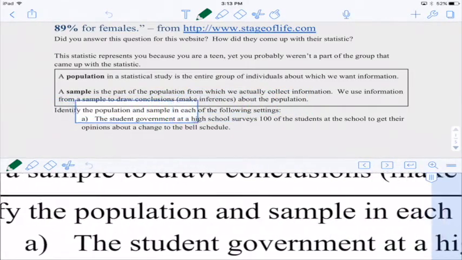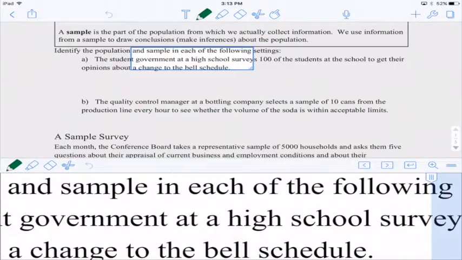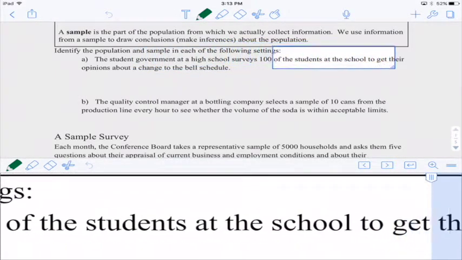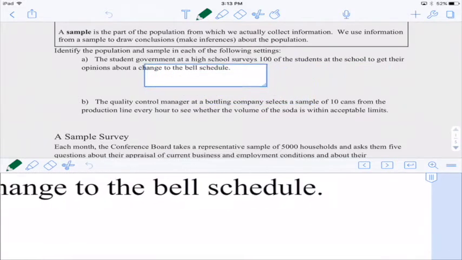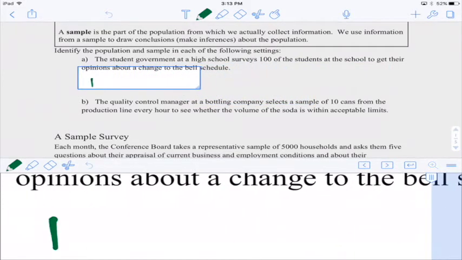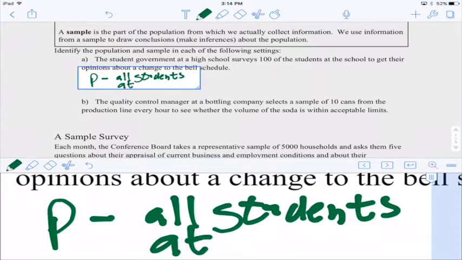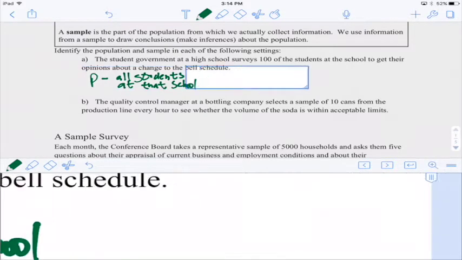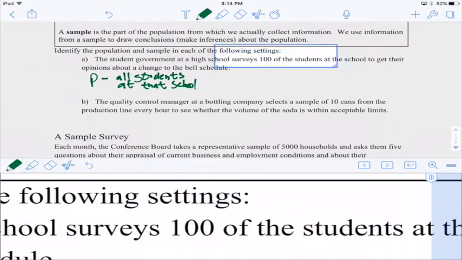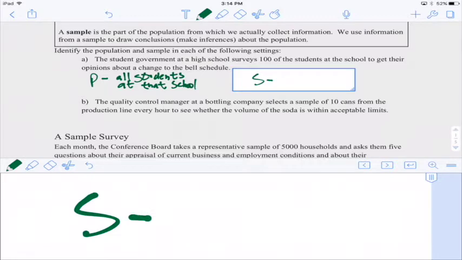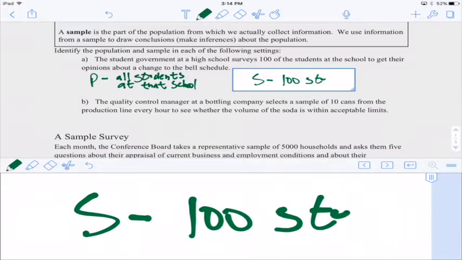Identify the population and sample in each of the following settings. The student government at a high school surveys 100 of its students at the school to get their opinions about how it changed the bell schedule. So the population is all students at that school. The 100 students that they ask is the sample. So the 100 students at the school.